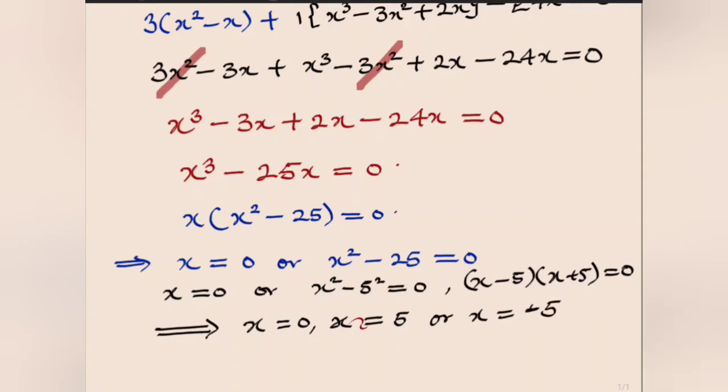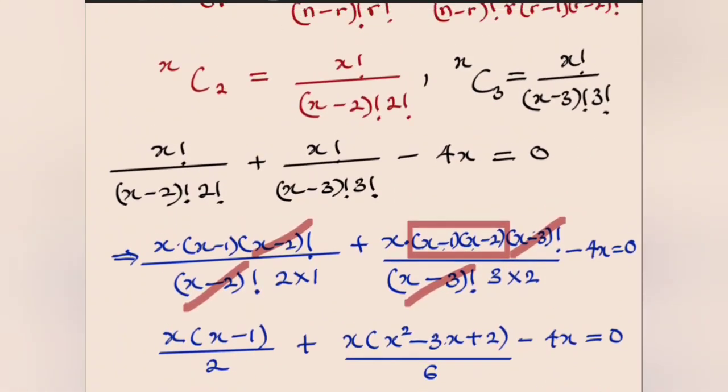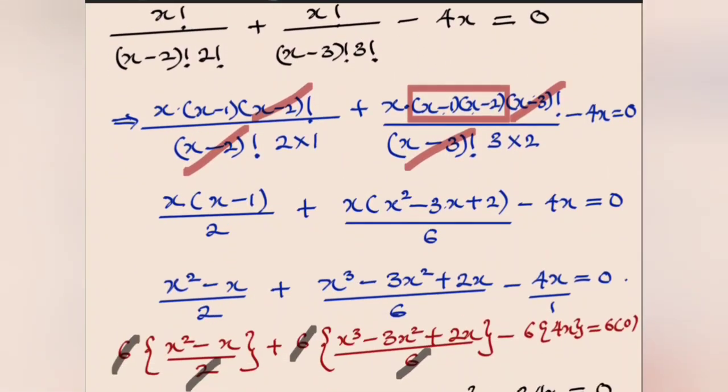But we have been told that x is a positive integer, therefore our value of x is 5. And normally we cannot get a negative value because this is a factorial, and its combination, we cannot have a negative value of x.